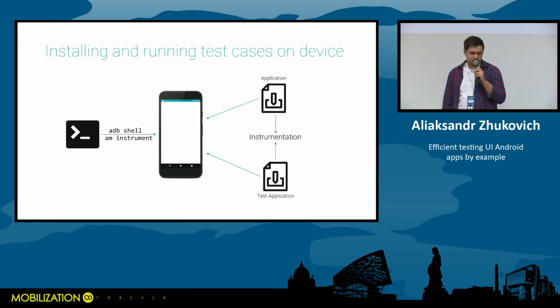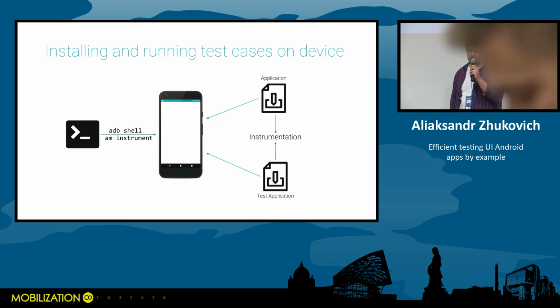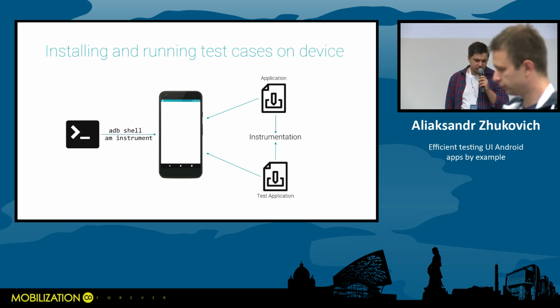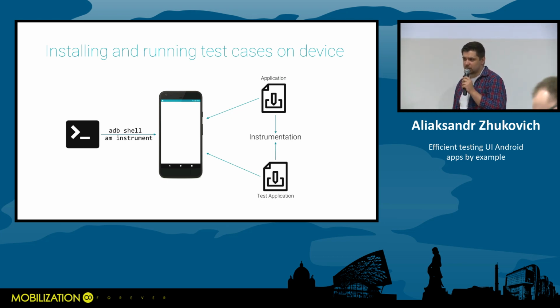Let's start with the process of running tests and what is going on when we press the Run button in Android Studio or run a Gradle task. First of all, we generate two application files: one for our debug or production application and one for our test application. Later on, we use the adb command to install them on the device. The test application interacts with the instrumentation API, and in this way can interact with our real debug application.